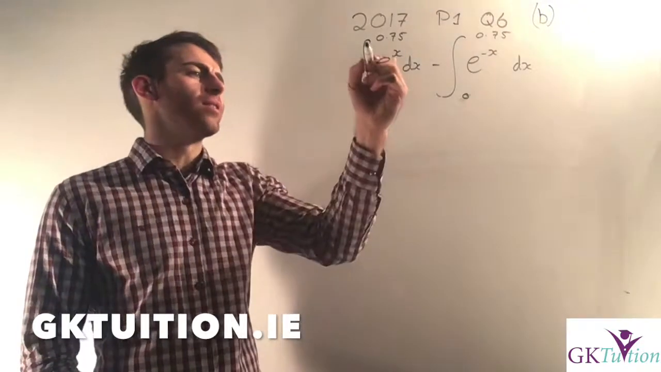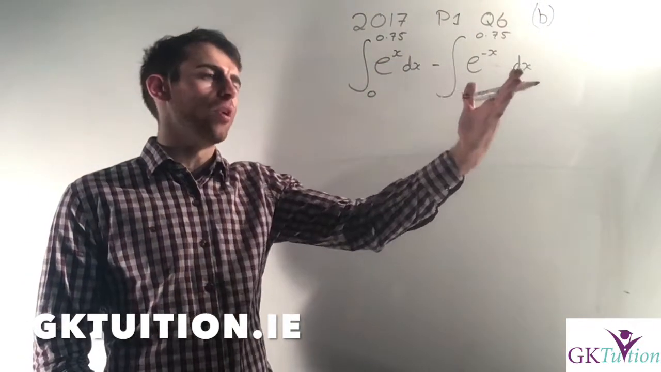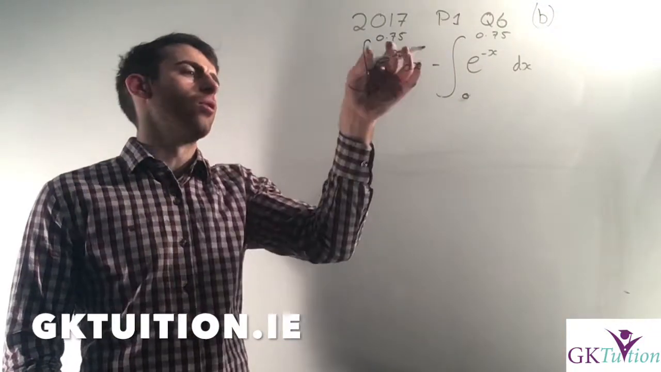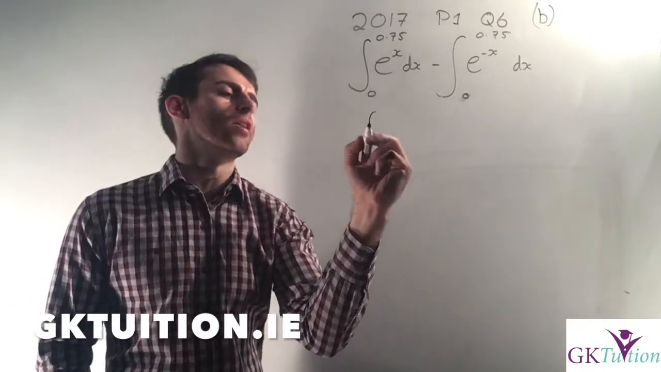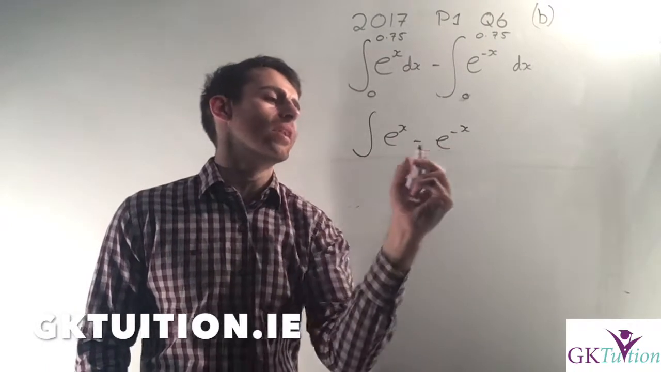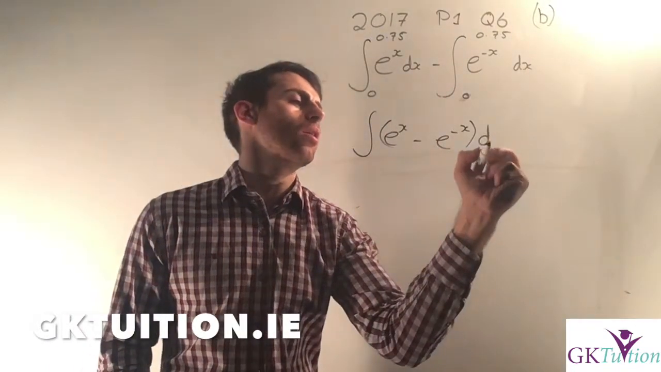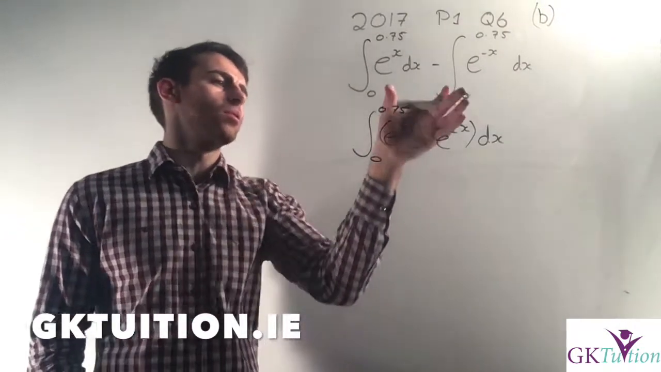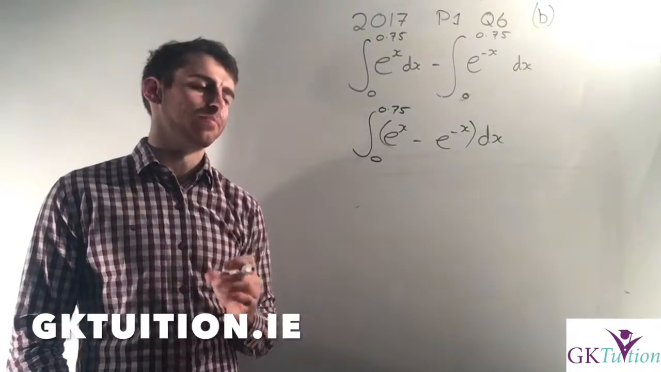Now you should recognize that if your limits are the same, we can write this as one line. We can just write this as one integral. Because the limits are the same, I can rewrite this as the integral of e to the x minus e to the minus x. So I can integrate them all in one go, and my limits are 0.75 and 0.